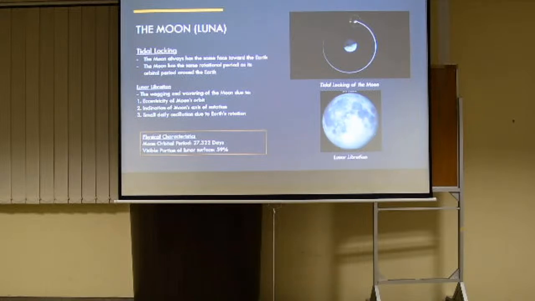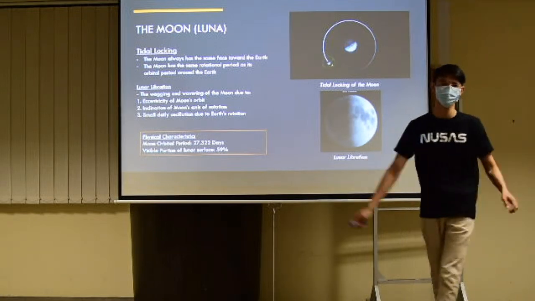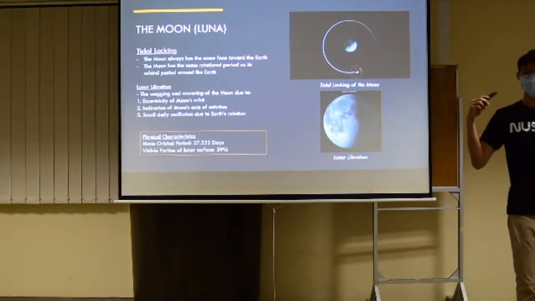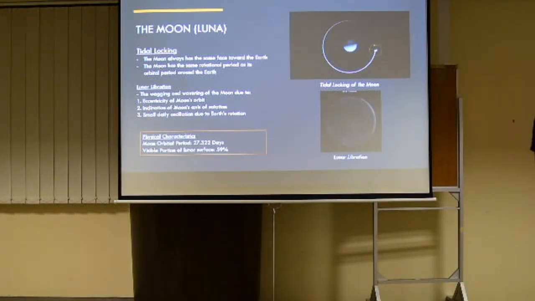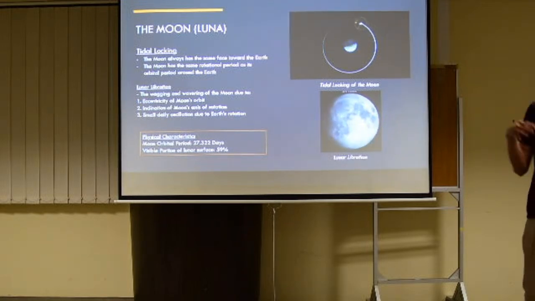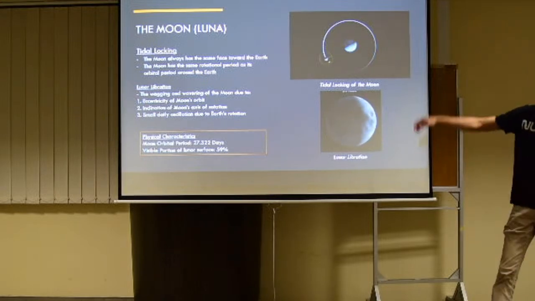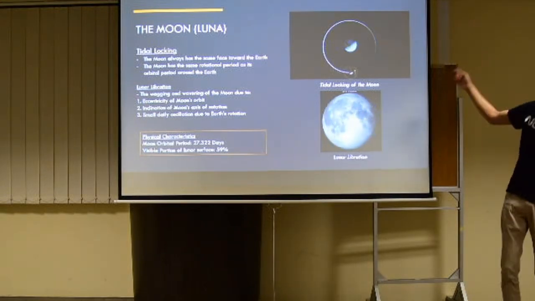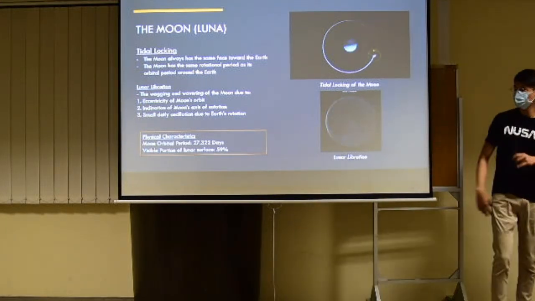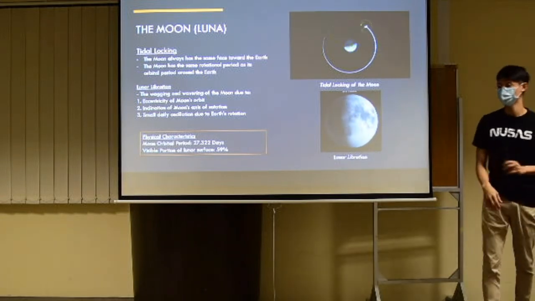Orbital period is the same as rotation period, so it's approximately 27 days as well. Another thing I want to introduce is lunar libration. Lunar libration refers to the wagging and wavering of the moon. What this means is that, with reference to the observer, the moon appears to be shifting around, as you can see over here. So we're not always looking at the same surface of the moon completely.